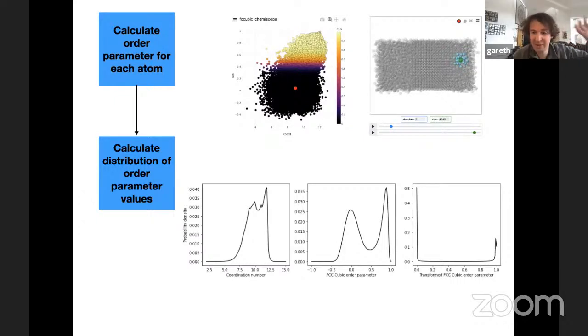The nice thing is that each configuration contains multiple atoms, and we have one value of the order parameter for each atom in the system, so we can always calculate those distributions. And we can see the peak for the solid and the peak for the liquid. And that's our distinction between our three things.